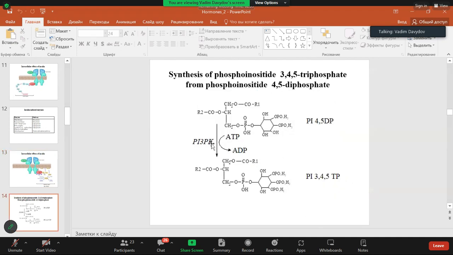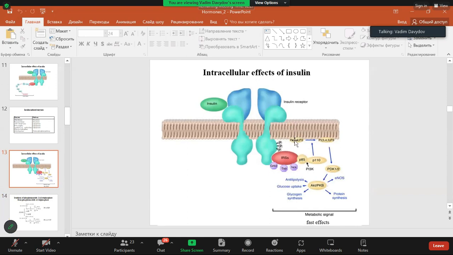begins to catalyze the phosphorylation reaction of phosphatidylinositol 4,5-bisphosphate. My dear colleagues, please note, these substances are phospholipids, which are part of the structure of the phospholipid bilayer of a cell membrane, the membrane which includes the structure of the insulin receptor too.